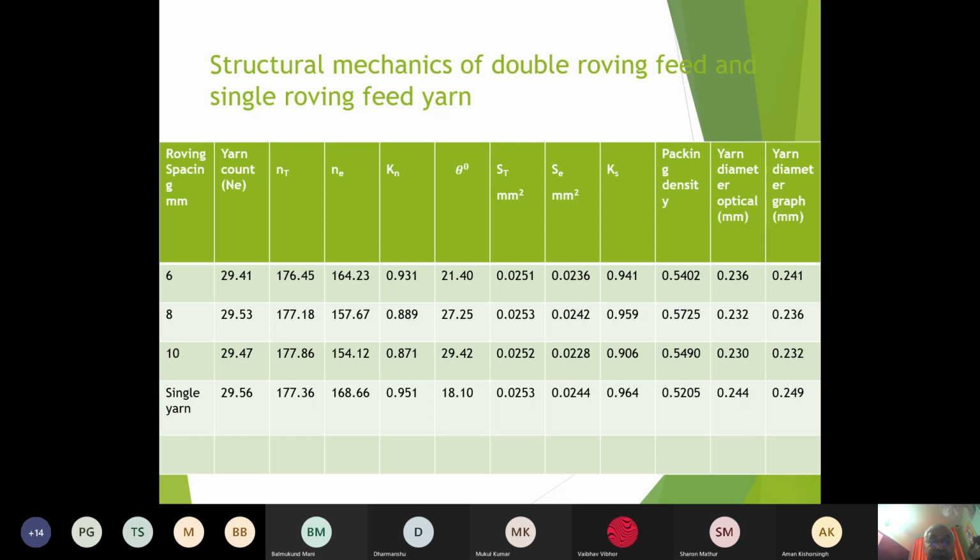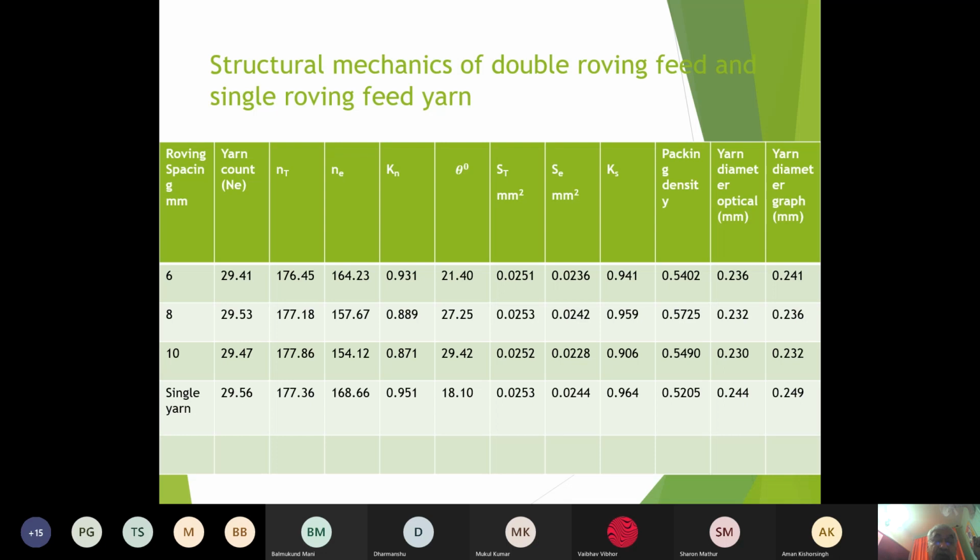We'll see the packing density. The packing density of this double roving feed yarn is higher than single roving feed yarn. But if you see the value of Kn, the Kn value in case of single roving feed yarn is more. My fibers are more straight and parallel. So if my fibers are more straight and parallel, my packing density should also be more. Here, my fibers are not straight and they are inclined, yet my packing density is higher.